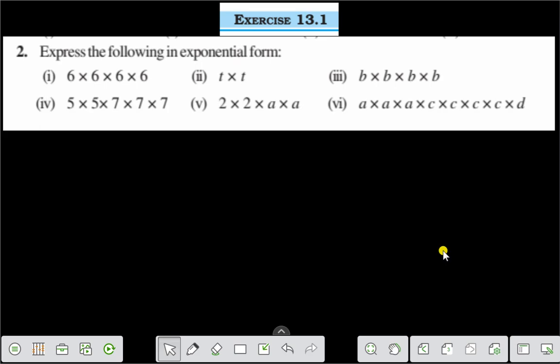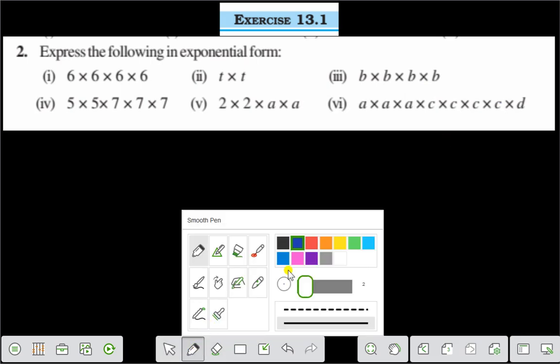Express the following in exponential form. That is 6 into 6 into 6 into 6, t into t, b into b into b into b, 5 into 5 into 7 into 7 into 7, 2 into 2 into a into a, a into a into a into c into c into c into c into d. Let us write in exponential form.